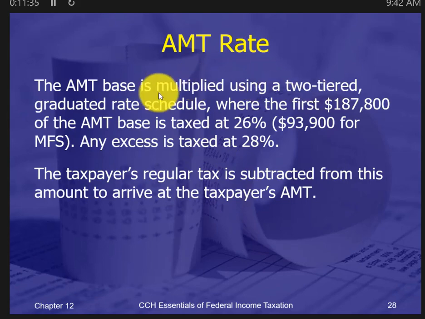Once you have the income, you just multiply it by the tax rate, and you only have two, like I said earlier. 26% on the first 187. Anything else is 28%. So you only have to remember two rates, and there's just two tiers. And then you compare it to your regular tax.